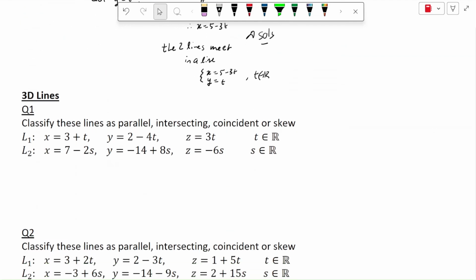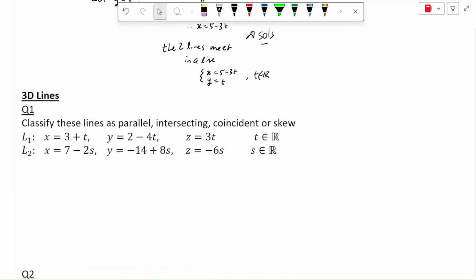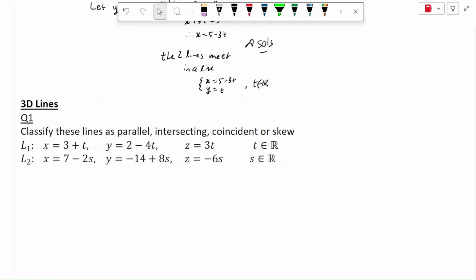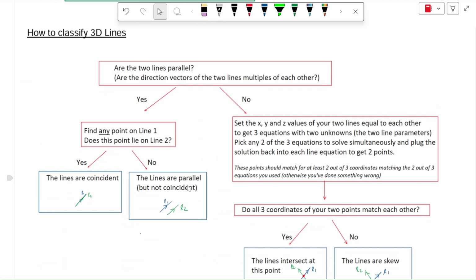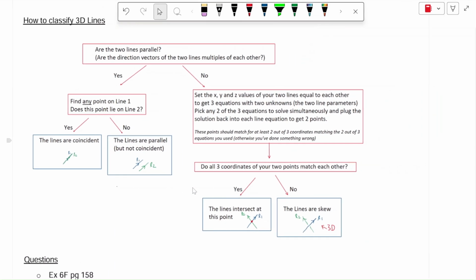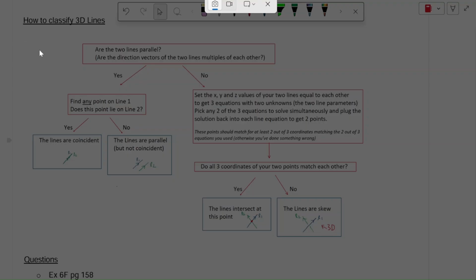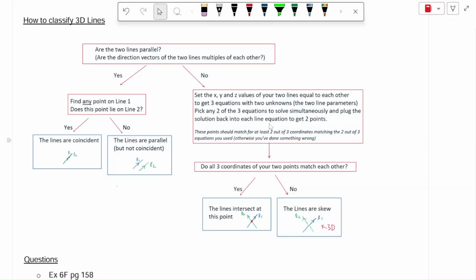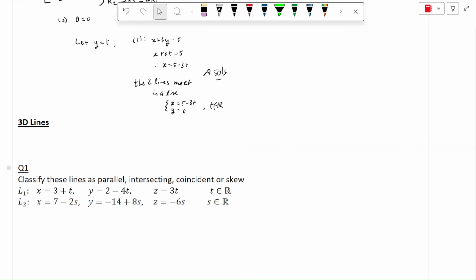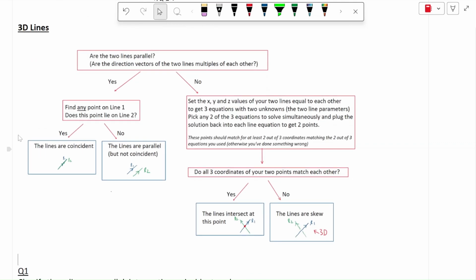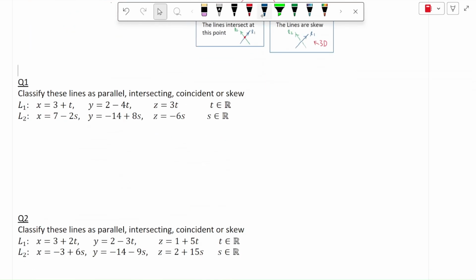Okay, so let's go through this. We'll use our little flowchart to help. On our flowchart, and I might just nab a copy of this so that we don't have to keep scrolling back up to it, the very first thing we want to do is check whether the 2 lines are parallel. Now, how do we check whether 2 lines are parallel? We essentially just look at their direction vectors. So we look at the direction vector B1 for line 1. Now that's just all your coefficients of t. So it's 1, minus 4, 3.